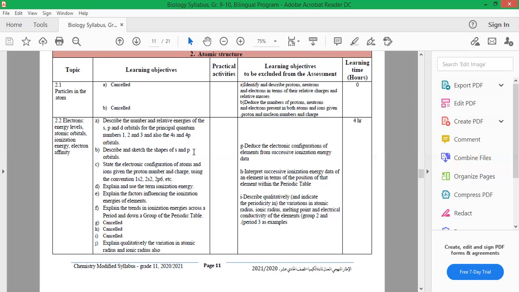Okay? Now, the third one is to state the electronic configuration of atoms and ions given the proton number and charge, using this order: 1s, 2s, 2p, 3s, 3p, 4s, and 3d. You have to use this order and draw the electronic configuration. Maximum how many electrons can we fill in S? 2. In P? 6. In D? 10.